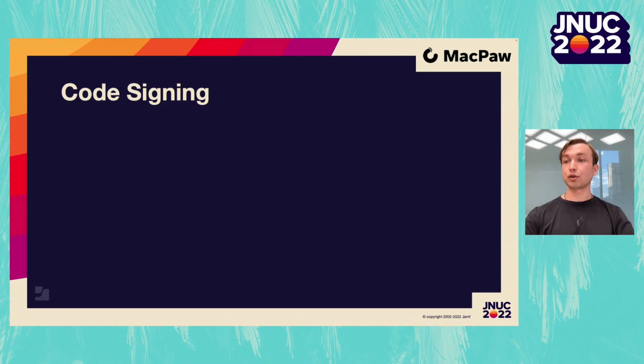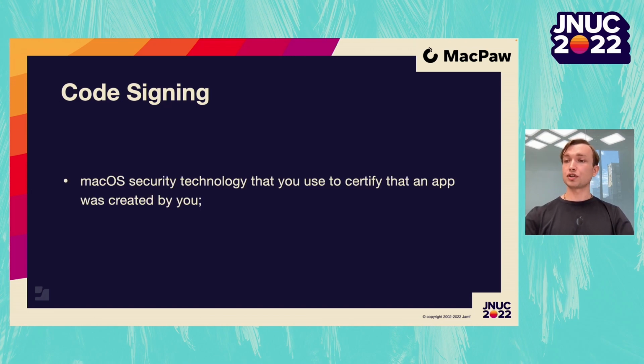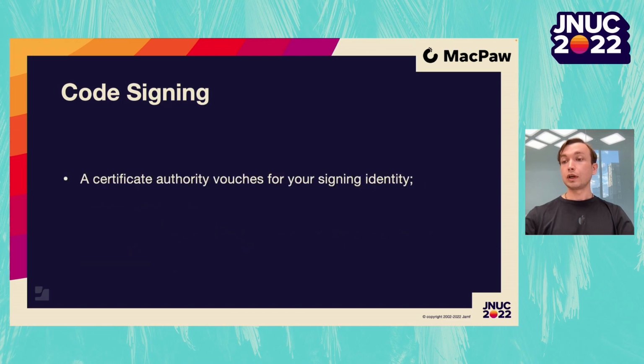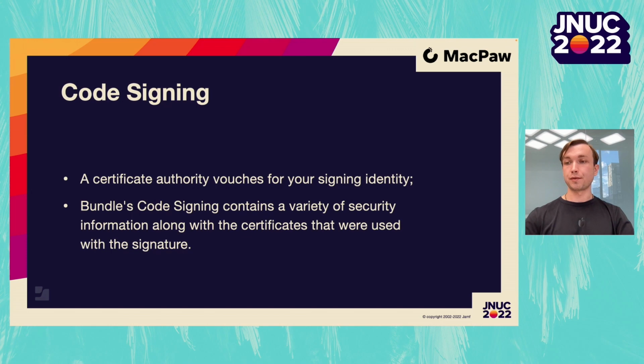The next approach is code signing. Code signing is the process of digitally signing executables and scripts to confirm the software author and guarantee that the code has not been altered or corrupted since it was signed. Once the app is signed, the system can detect any change to the app, whether the change is introduced accidentally or by malicious code. You participate in code signing as a developer when you obtain a signing identity and deploy your signature to apps that you ship.